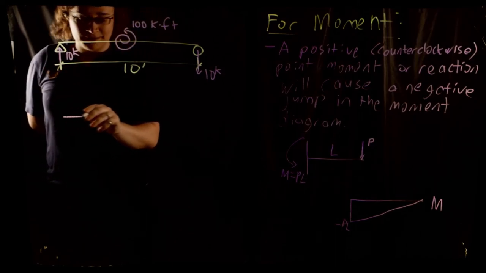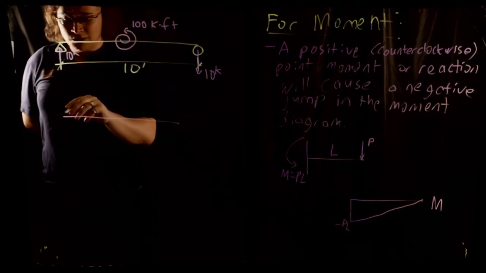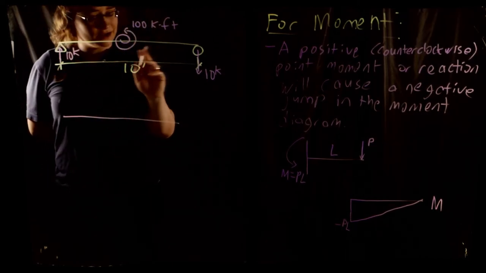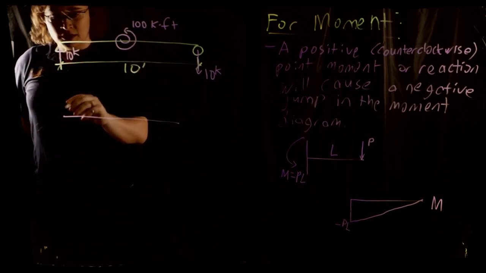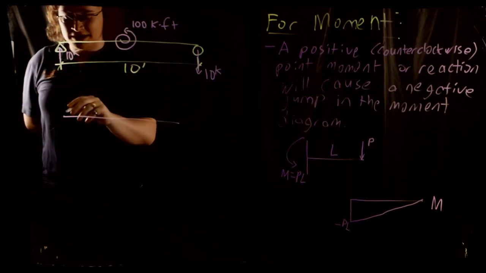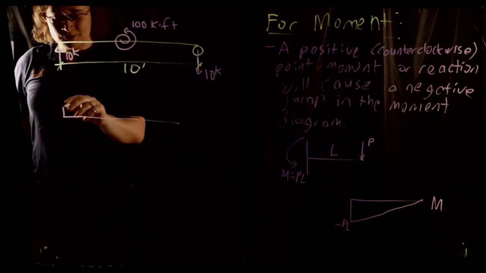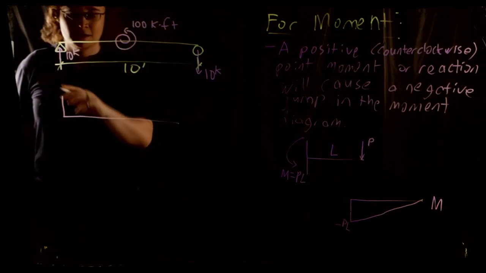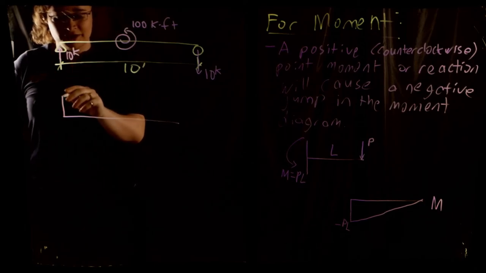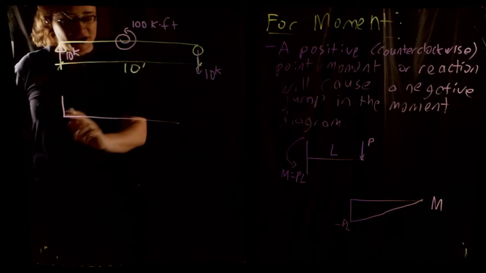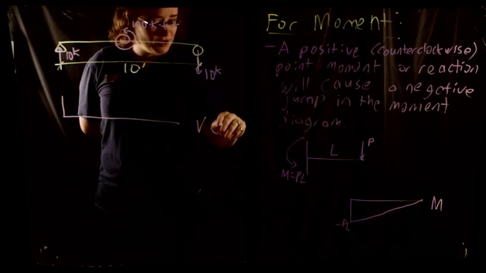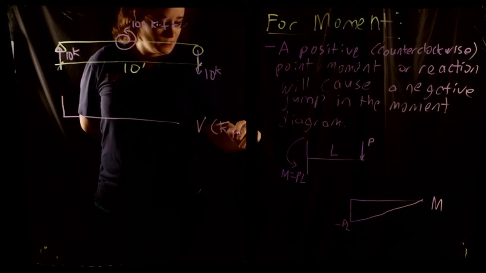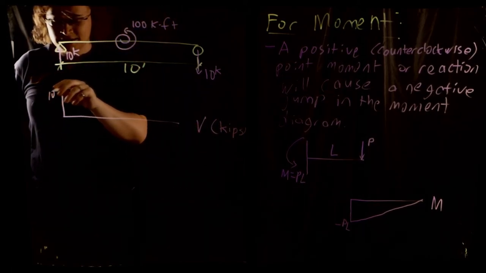So my V diagram, applying the rules we've seen. We have a 10 kip reaction on the right-hand side. And so because positive jumps in shear cause positive jumps in moment, my reaction is going to cause my shear diagram to initially jump up 10. So I'll have 10 here.